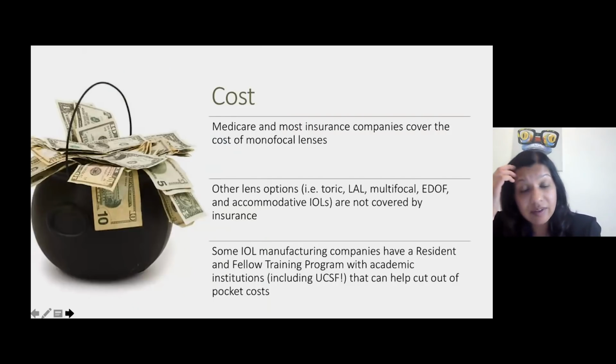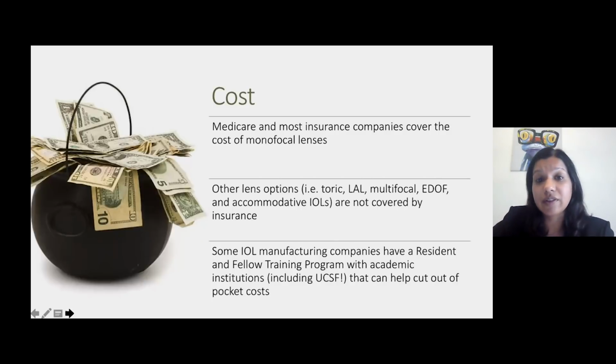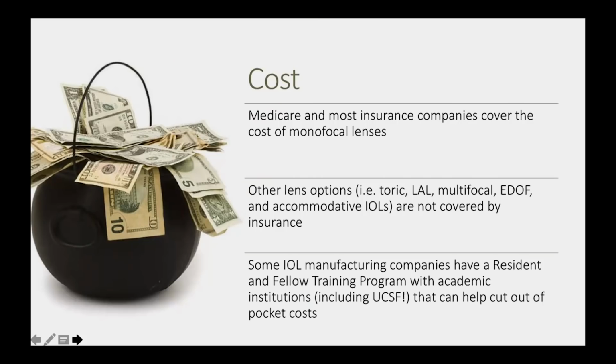And then I do have to bring up costs, because that is going to be one of the factors that comes into making your decision. Medicare and most insurance companies will cover the cost of monofocal lenses, but they don't cover the other lens options like the torics, the light adjustable, multifocals, extended depth of focus, and the accommodative lenses, because these are considered premium lenses that are not medically necessary, because what they fix could be fixed by glasses. That's why they cover the monofocal lenses, because you have to put a lens in after you take the cataract out. It doesn't have to be a lens that allows you to never wear glasses, but you still have to put a lens in.